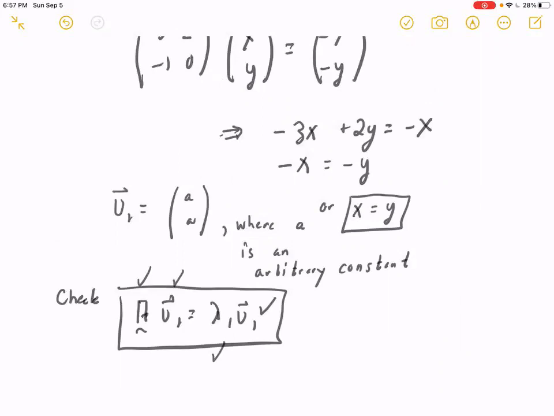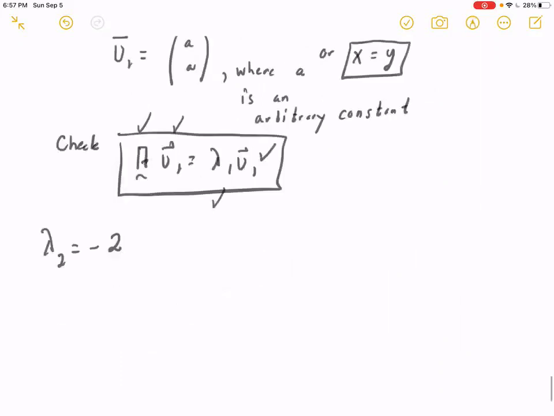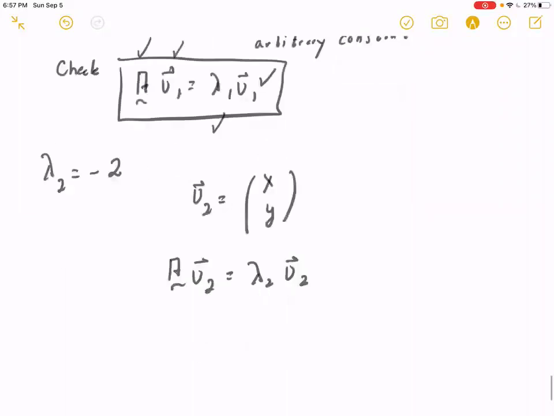Okay, next thing. How about the eigenvector associated with the eigenvalue lambda sub 2 equals minus 2? Same story. I need to find an eigenvector u sub 2 that satisfies the following matrix equation. Let's write it out.